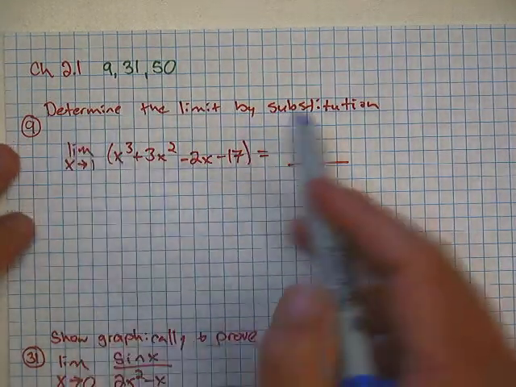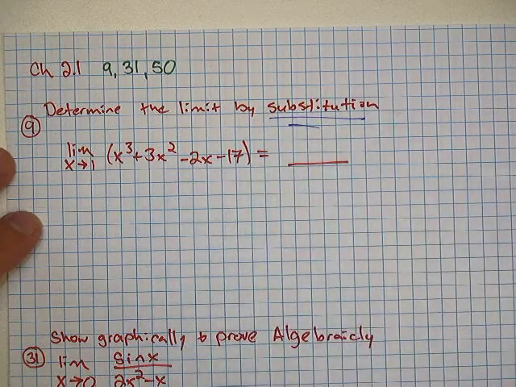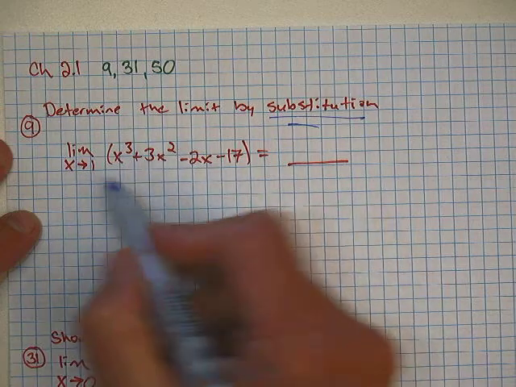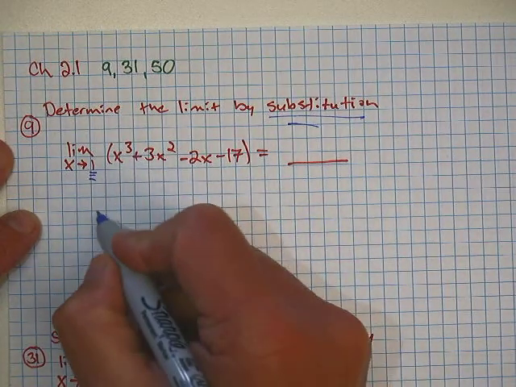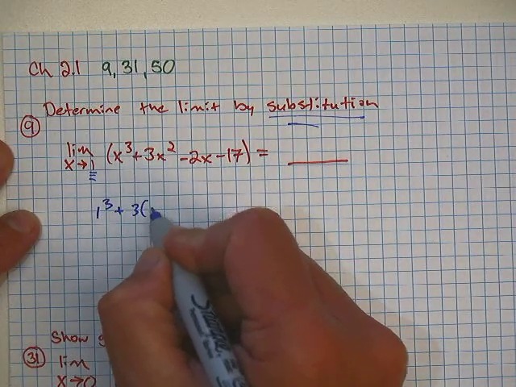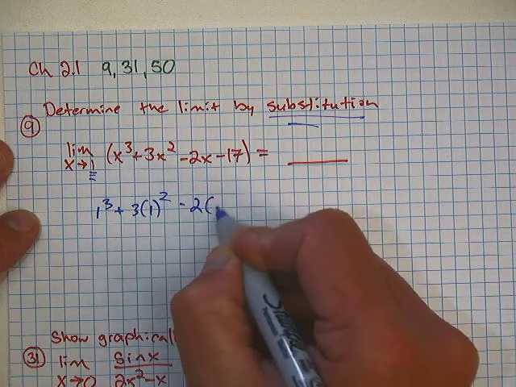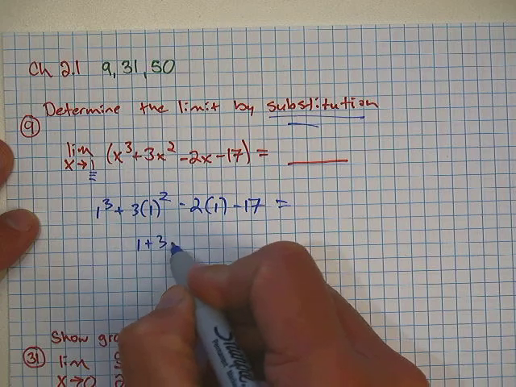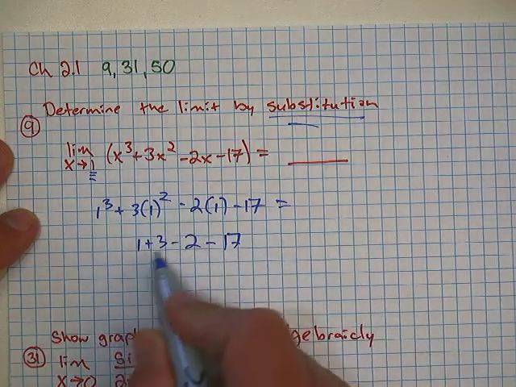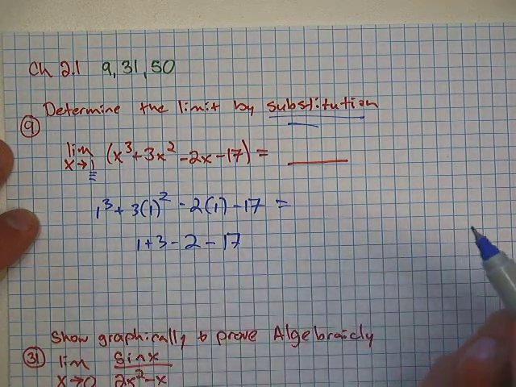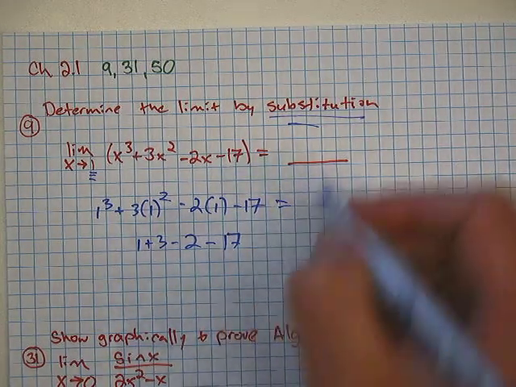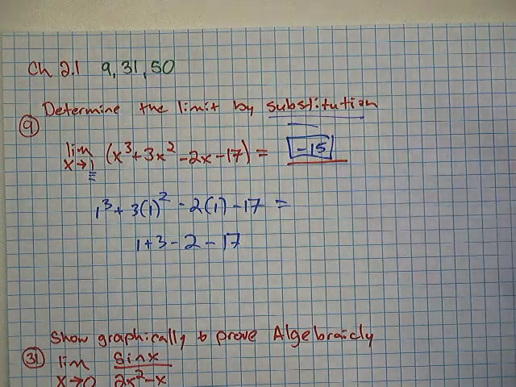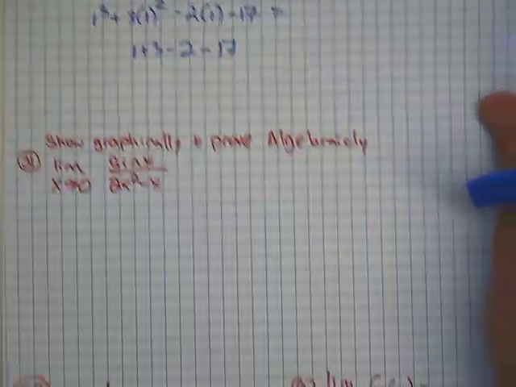So problem number 9 says determine the limit by substitution. Remember, there's three ways to solve a limit. Substitution is always the easiest way. So you take this 1, you plug it into there, you get 1 cubed plus 3 times 1 squared minus 2 times 1 minus 17. We get 1 plus 3 minus 2 minus 17. So what is that? 4 minus 2 is 2, minus 17 is negative 15. So our answer is negative 15. Always the easiest just to substitute it in.